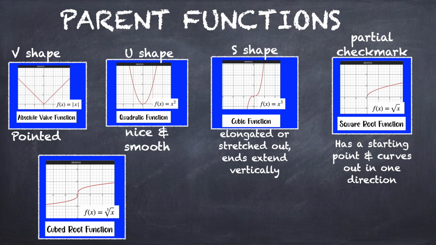Our fifth one that we already have is our cubed root function, f of x equals the cubed root of x. It is an S shape. It is kind of sideways. So our ends go off to the left and right, not up and down, but to the left and right.